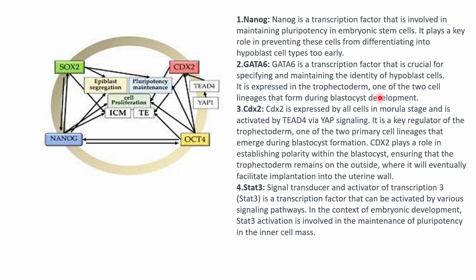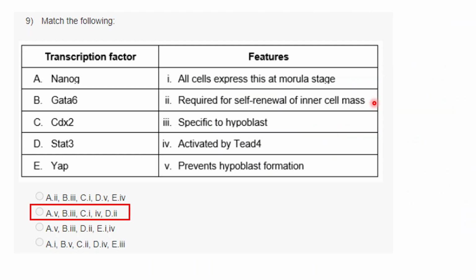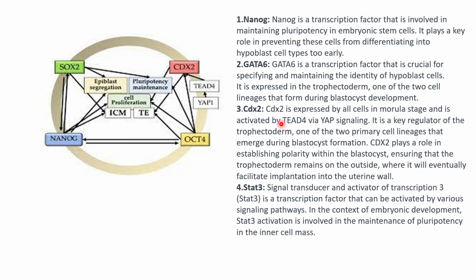It is expressed in the trophectoderm, one of the two cell lineages that form during blastocyst development. So trophectoderm has GATA6 expression and maintains the identity of hypoblast. GATA6 specific to hypoblast. CDX2. CDX2 is expressed by all cells in the morula stage. So this is a transcription factor expressed in all cells in the morula stage, but as the stage progresses, it is restricted to the trophectoderm.